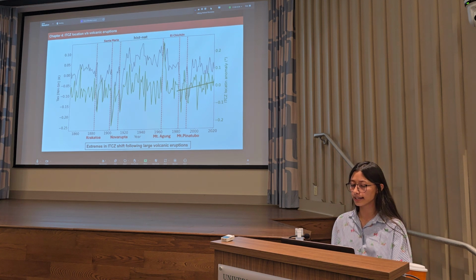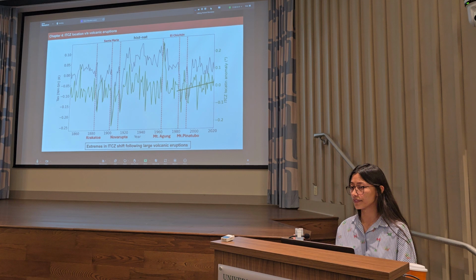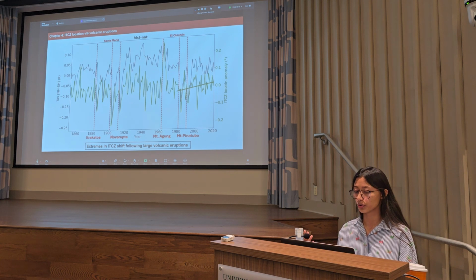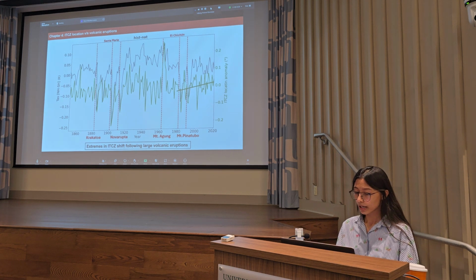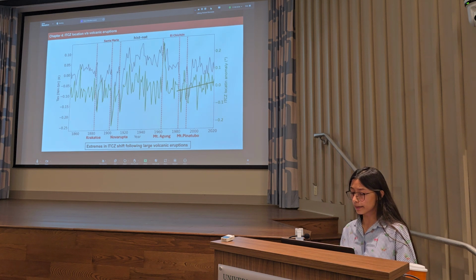And we can see that these large deviations of the ITCZ position and also the changes in interhemispheric temperature gradient coincide with large volcanic eruptions. Especially in the late 19th century, early 20th century, large southward migration of the ITCZ coincided with big eruptions like the Krakatoa and Novarupta eruption, and also the Santa Maria.